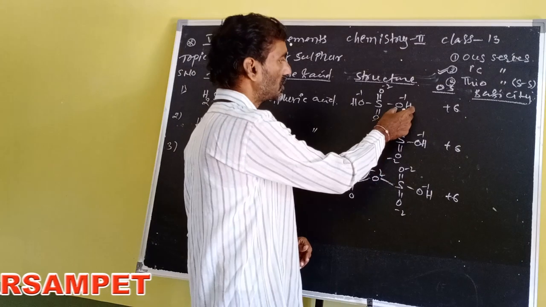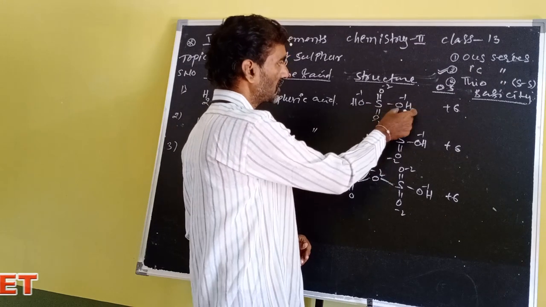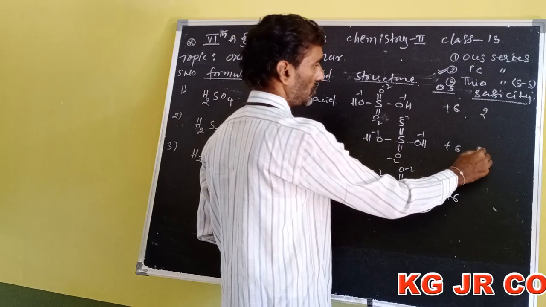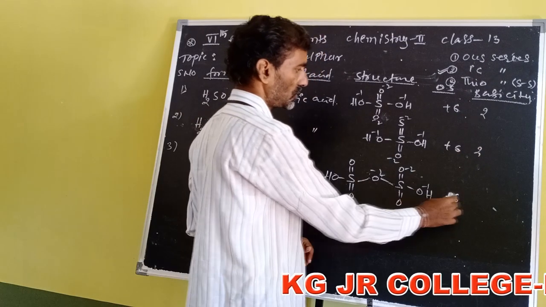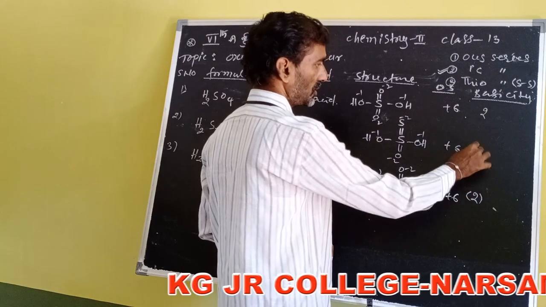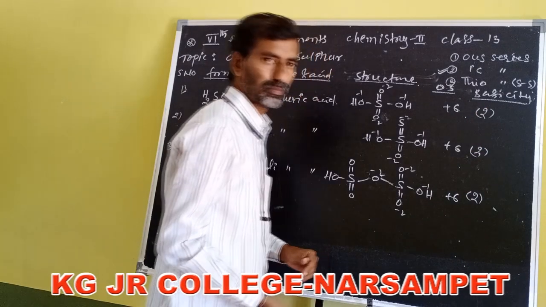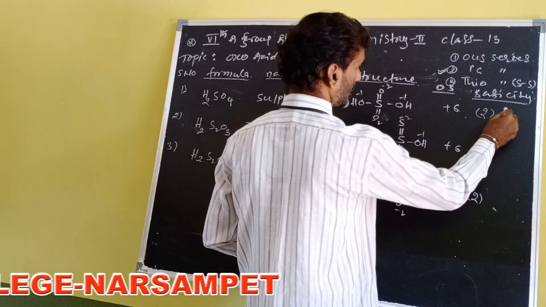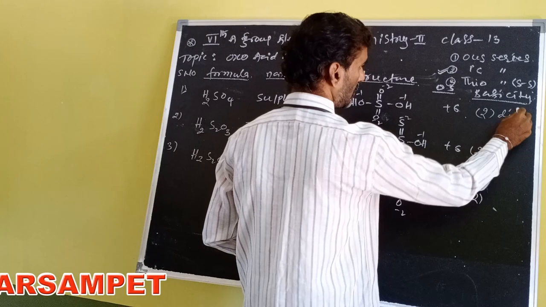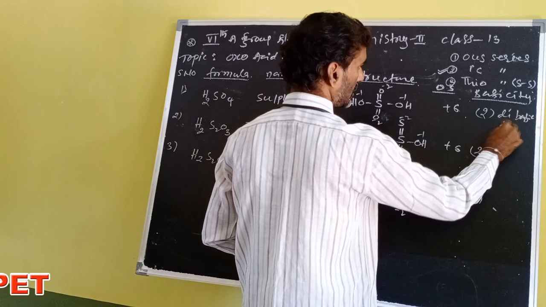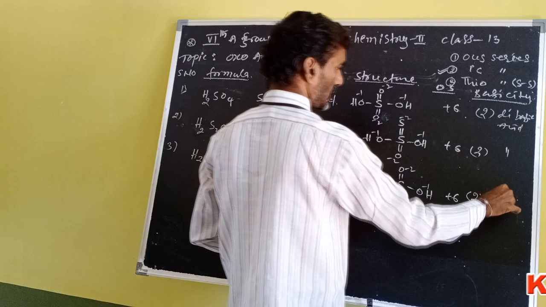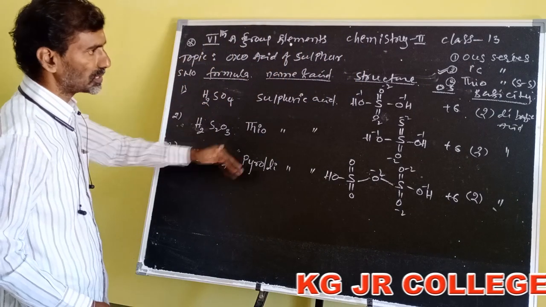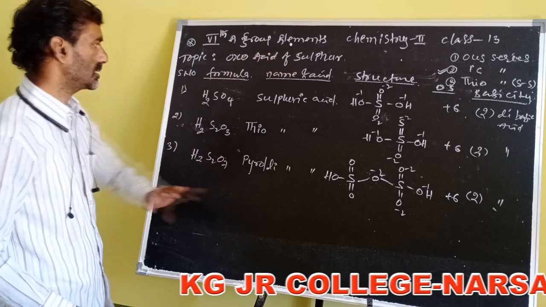Basicity. How many OH groups are present in the structure? 2. So basicity is 2. So it is also a dibasic acid. So these three oxo series of acids are also dibasic acids.